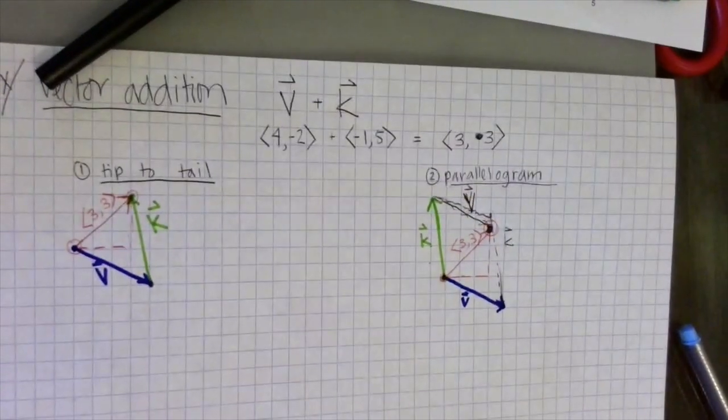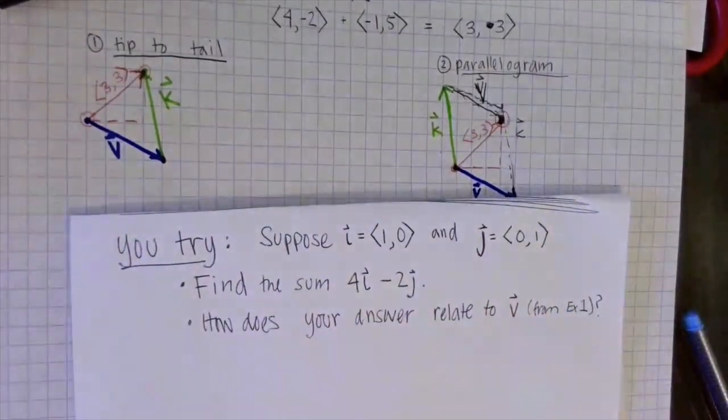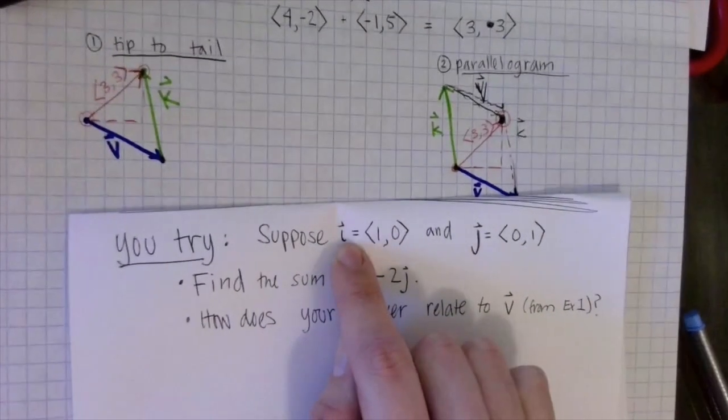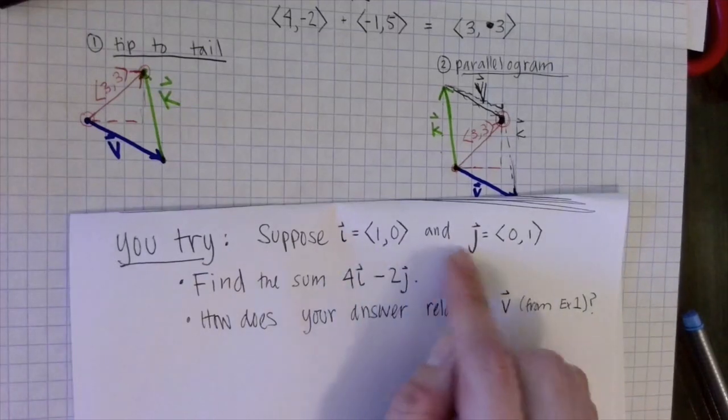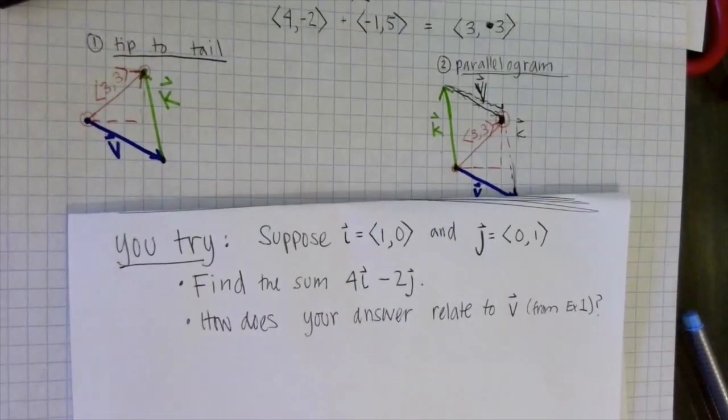Okay, at this point, you try it. Suppose vector i is 1, 0, and vector j is 0, 1. I would like you to find the sum, or the difference, for 4i minus 2j. And I would like you to tell me how your answer relates to vector v from example 1. So at this point, you should pause the video and try to find the difference, and try to figure out how your answer relates to vector v from example 1.